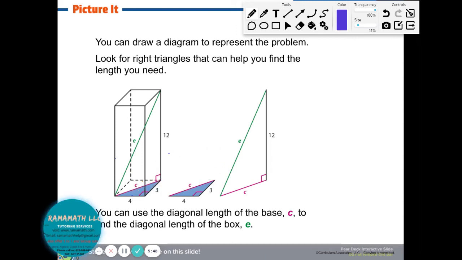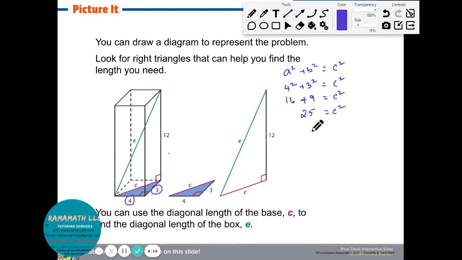So the Pythagorean theorem for the 4 here, and then 3 right here. If I use the formula, what does it say? A squared plus b squared equals c squared, or c squared equals a squared plus b squared. So it's 4 squared plus 3 squared equals c squared. That's 16 plus 9 equals c squared. That is 25, c squared.